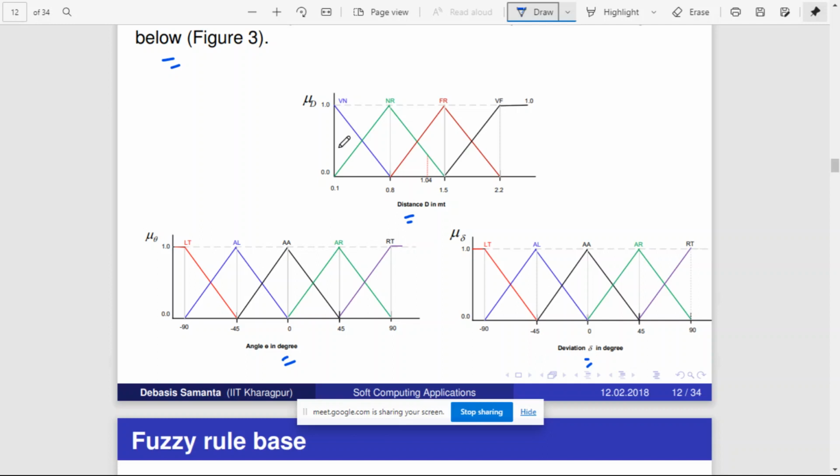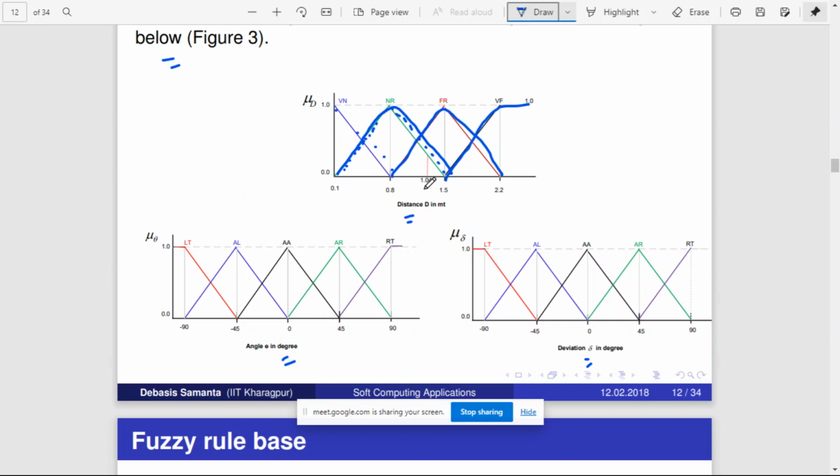You can see here, this is Vn. Vn is represented using this membership function, very near. This represents near. This membership function represents near. And this is very far. Sorry, far. This is far. Far is represented like this, and very far is represented like this. So this is how they are represented.